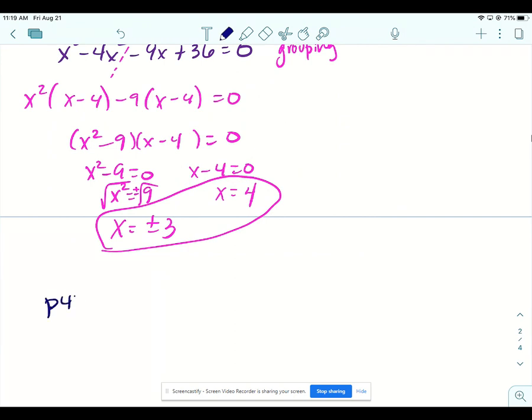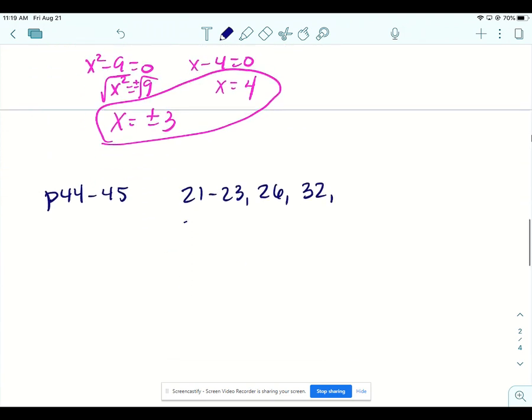All right, so for your assignment on page 44 through 45, I want you to do 21 through 23, 26, 32, 36, and then 38 through 44 even.